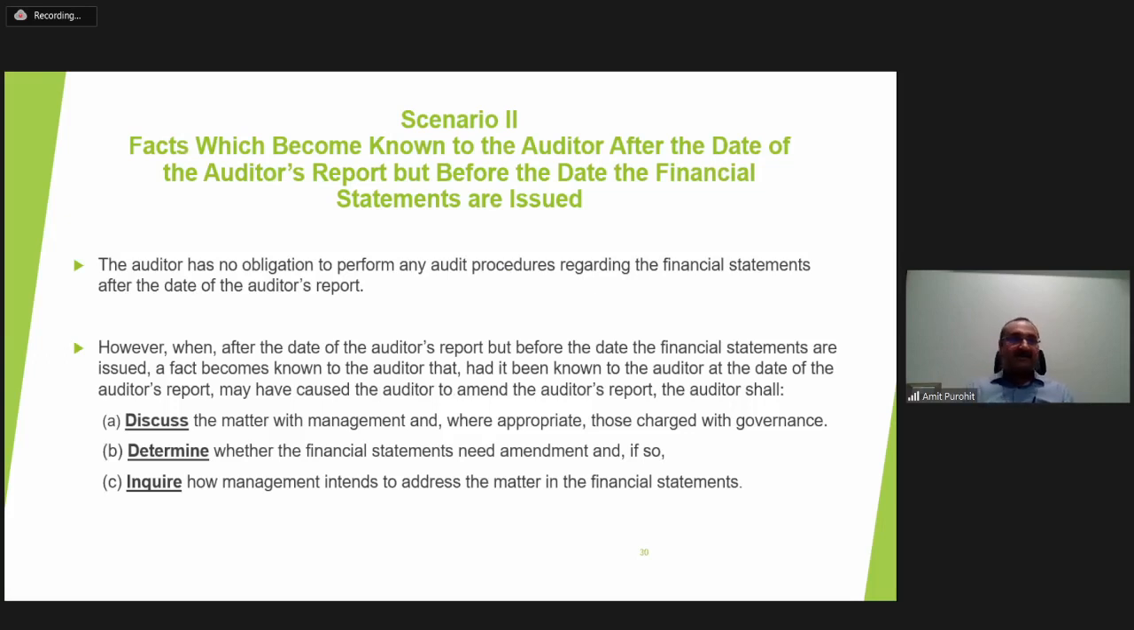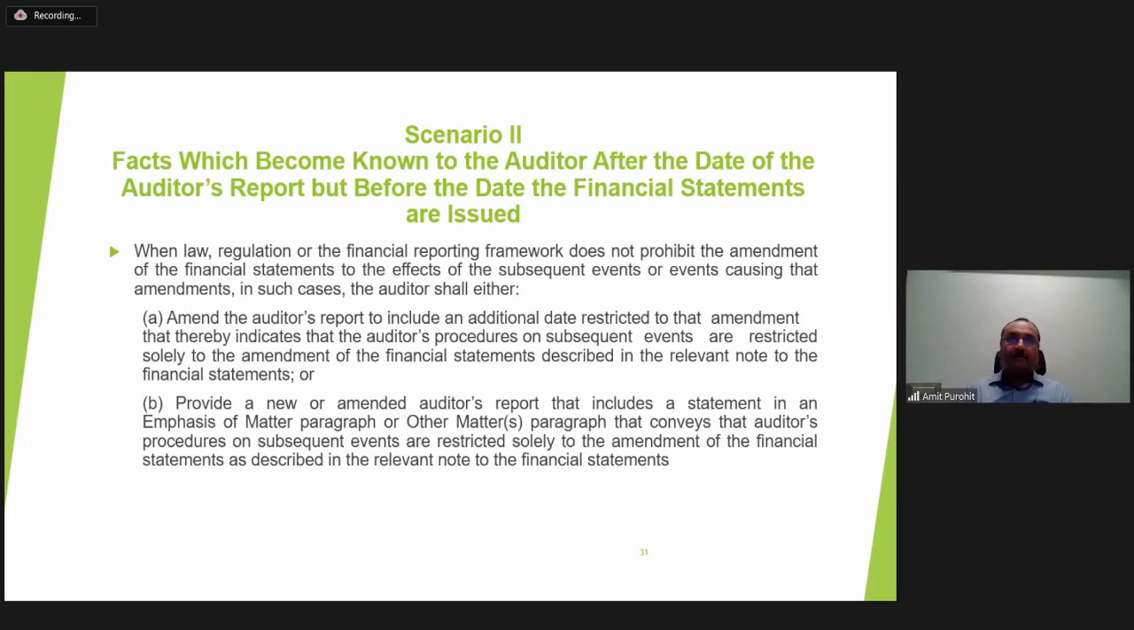Now, friends, let us come to the second scenario where the facts become known to the auditor after the date of the auditor's report, but before the financials are issued to the stakeholders or to third parties. In this scenario, generally, the auditor has no obligation to perform any audit procedures. However, if after the date of the auditor's report but before the financial statements are issued, a fact becomes known to the auditor which, had it been known at the date of the auditor's report, may have caused the auditor to amend the report, the auditor will follow 3 steps. Discuss the matter with the management. Determine whether the financial statements need any adjustment. And inquire how the management intends to address the matter in the financial statements.